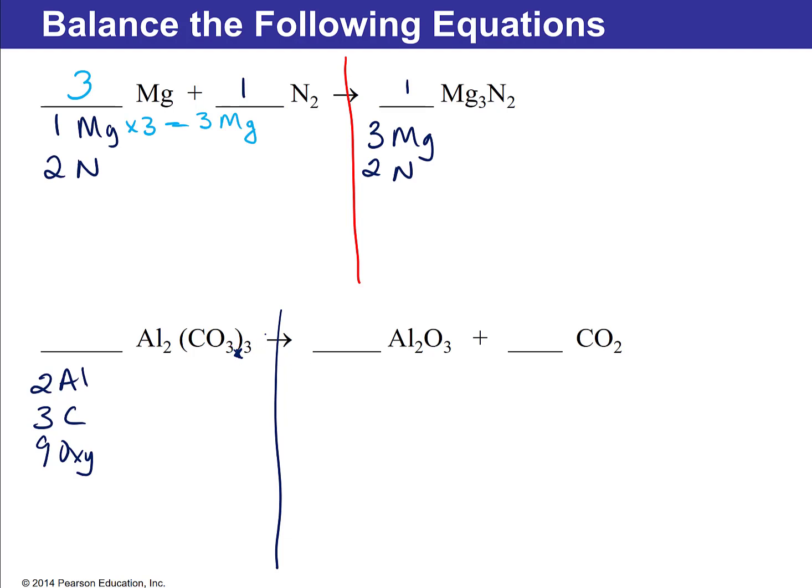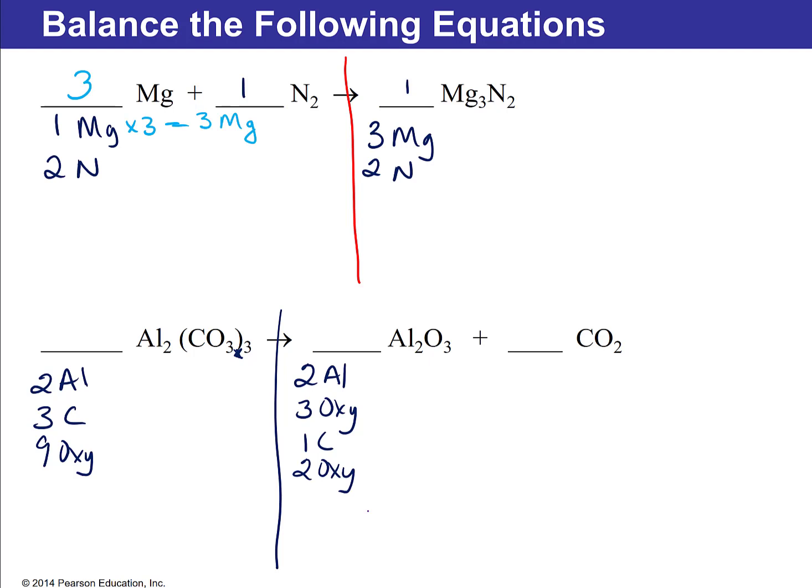What about on the product side? Al2O3 is 2 aluminums, 3 oxygens. Pretty cut and dry. And then CO2. 1 carbon and 2 oxygens. So all you have to do is look at whatever number is after each element, and if it doesn't have a number, it's a 1. So CO2 means 1 carbon, 2 oxygens.